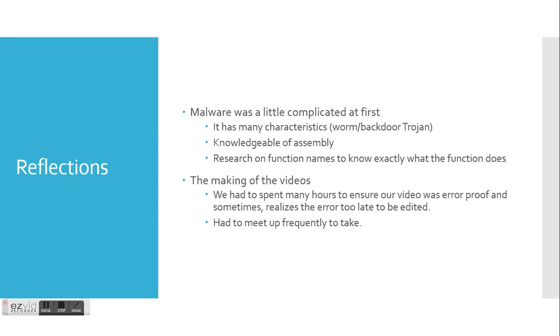So what we should do is to keep our antivirus up to date and run a full system scan monthly or maybe weekly. So our reflections for this assignment were that we found the malware was a little complicated at first, because we at first thought it was just a worm, but we realized that it was a worm and a backdoor Trojan. We also had to have some knowledge of assembly, and also prior knowledge of some programming. And we also had to research function names and DLLs to understand exactly what they do.